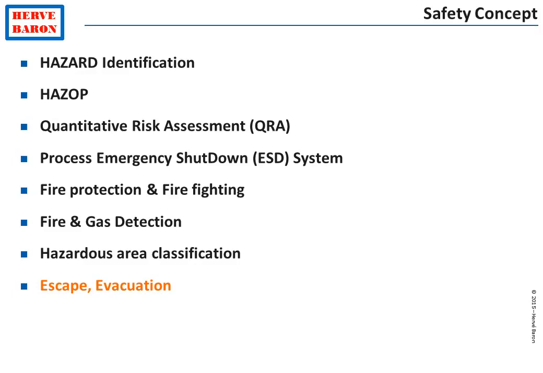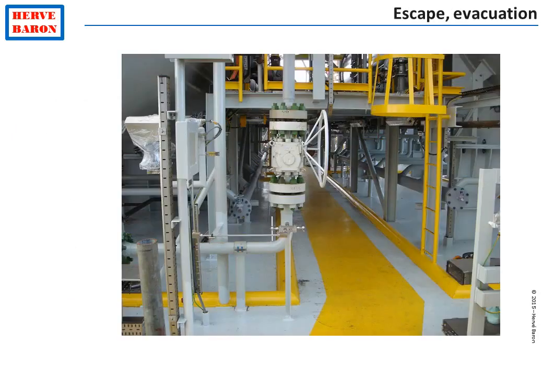We shall not forget to mention, in the various aspects of the plant safety, the need to provide escape and evacuation for personnel. This is of course particularly critical offshore due to the limited space and also the fact that the personnel is trapped on the facility and needs some evacuation means, such as lifeboats, to escape in an emergency.